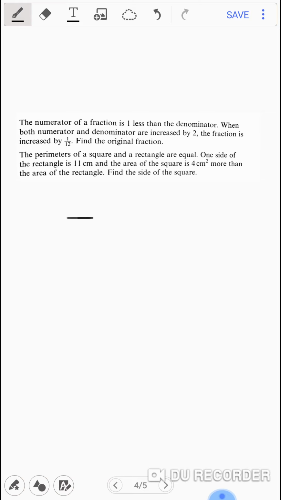The numerator of the fraction is 1 less than the denominator, so denominator is x, numerator is x minus 1, so this is the original fraction.